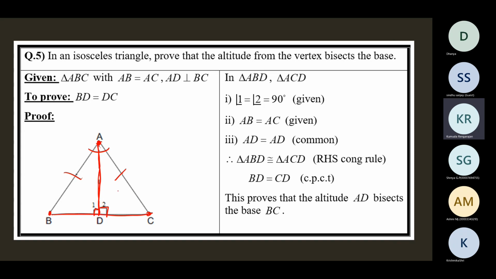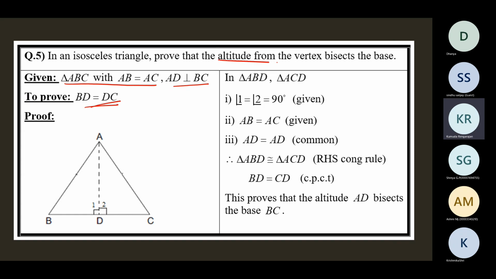Altitude means it is perpendicular to the base. So angle 1, angle 2 is equal to 90 degrees. You must prove that it bisects the base. That means you should prove that BD is equal to DC. So we are given a triangle ABC with AB equal to AC, and AD perpendicular to BC. Prove that BD is equal to DC.